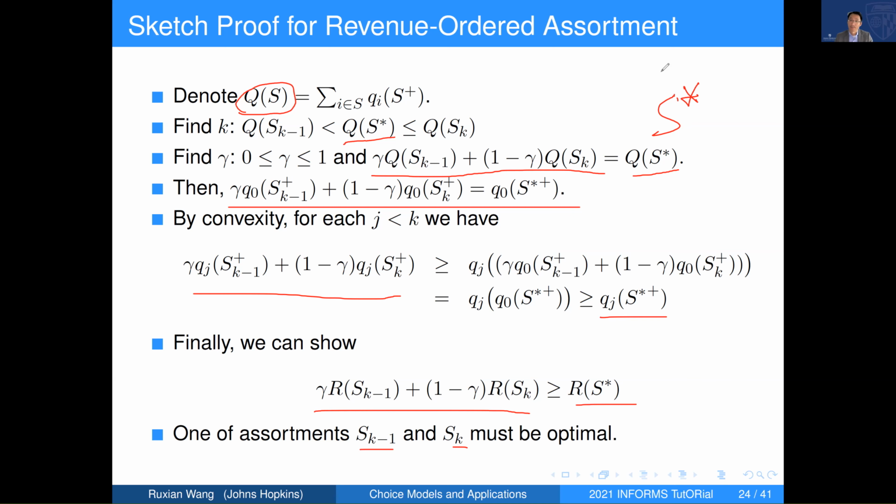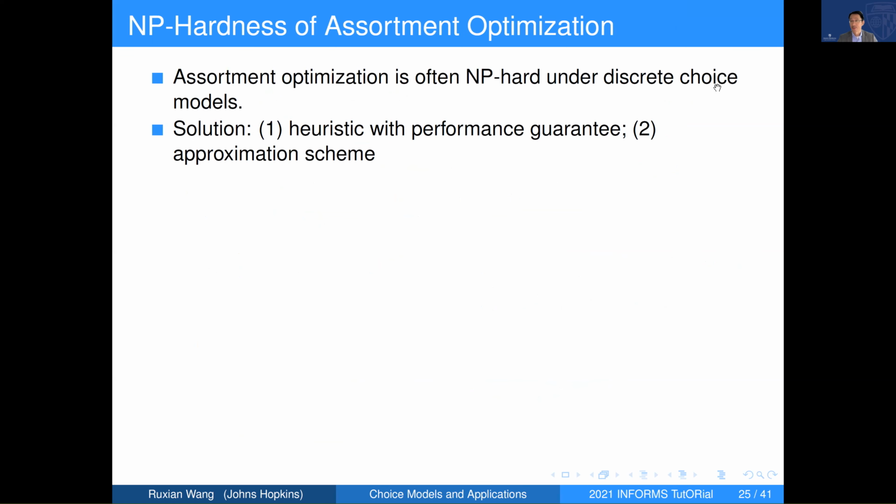This is how we show the optimality of the revenue-ordered assortment for the assortment optimization problem on the discrete choice models. But we need some conditions. Generally speaking, the assortment problem could be NP-hard. And if the problem is NP-hard, we may want to find some heuristics with good performance guarantees, or we can develop some approximation scheme. We can find a near optimal solution.